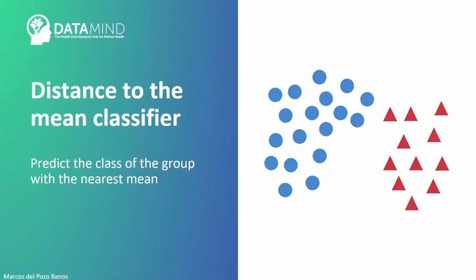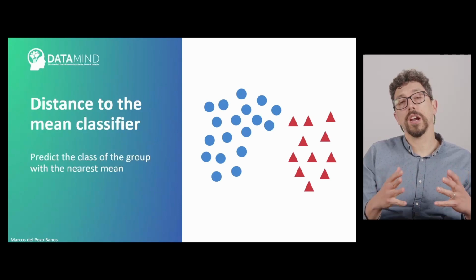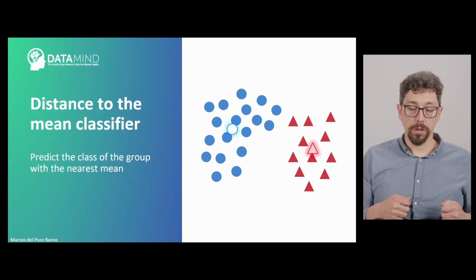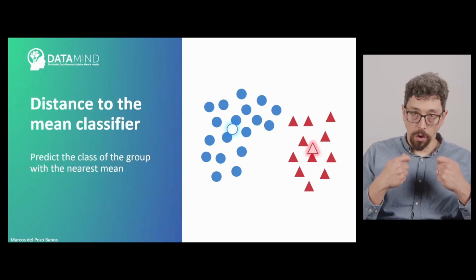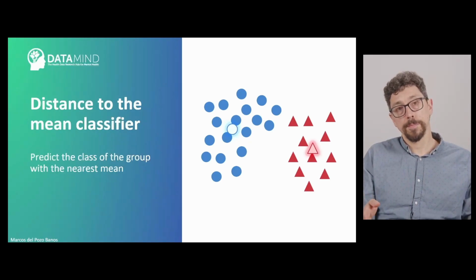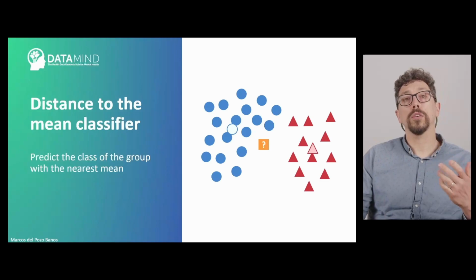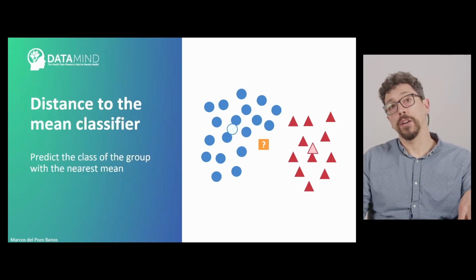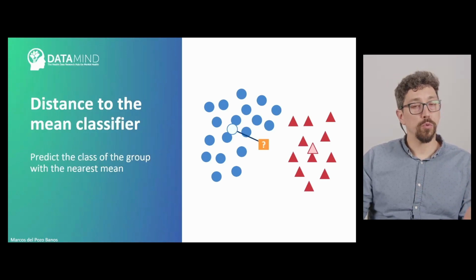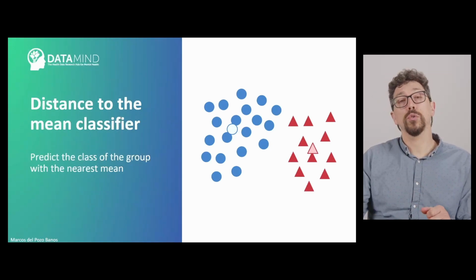Distance to the mean classifiers are classifiers that predict the class of the group with the nearest mean. The idea here is that for each class, we will find the typical sample, the average sample, hoping that it will be super representative of each class. So when we receive a sample for evaluation, we calculate the distance between that sample and the means for each class, and then we identify which one is closest, and that's the class that we assign to the evaluated sample.